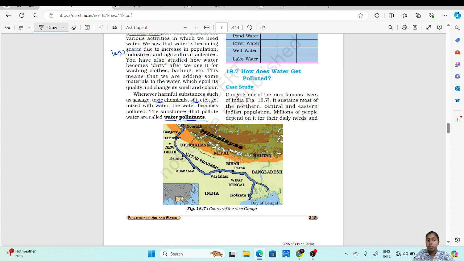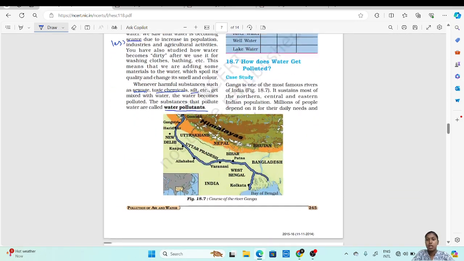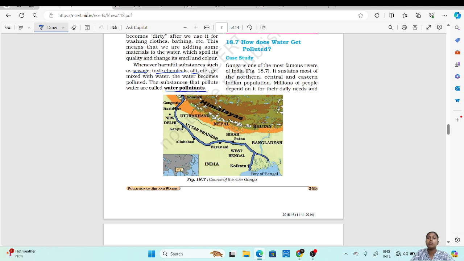The water becomes polluted. So the substances that pollute water are called water pollutants. Now let's see how this water gets polluted. We have taken a case study of the Ganga. In the case of air, we took the case study of the Taj Mahal. So here we will be doing the case study of the Ganga.